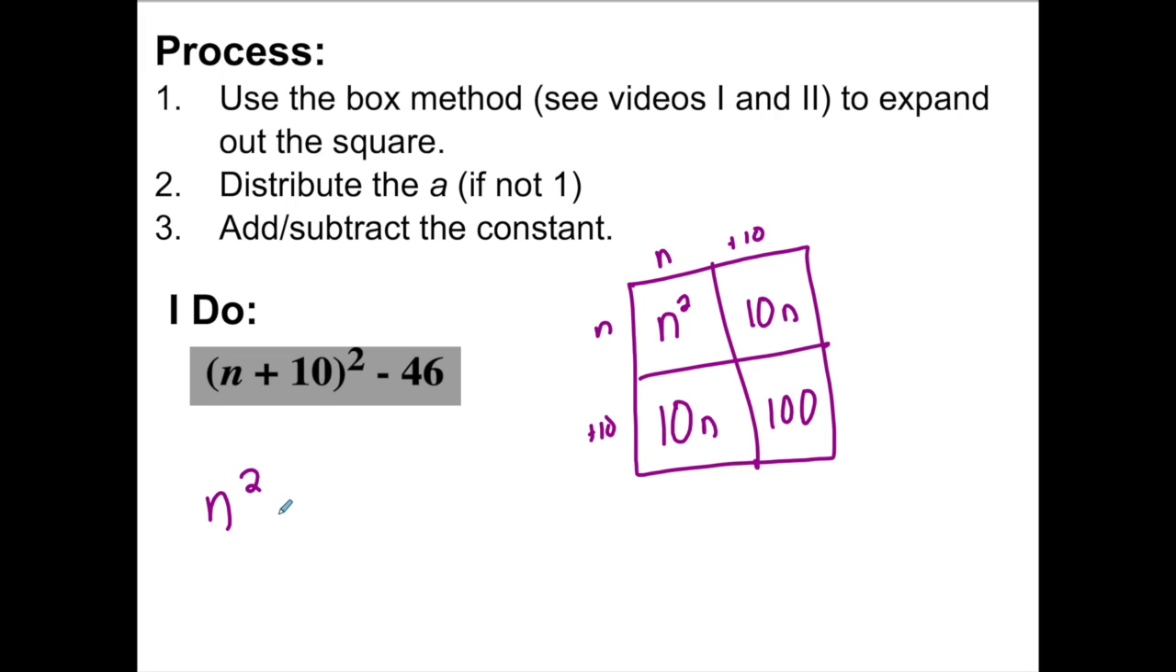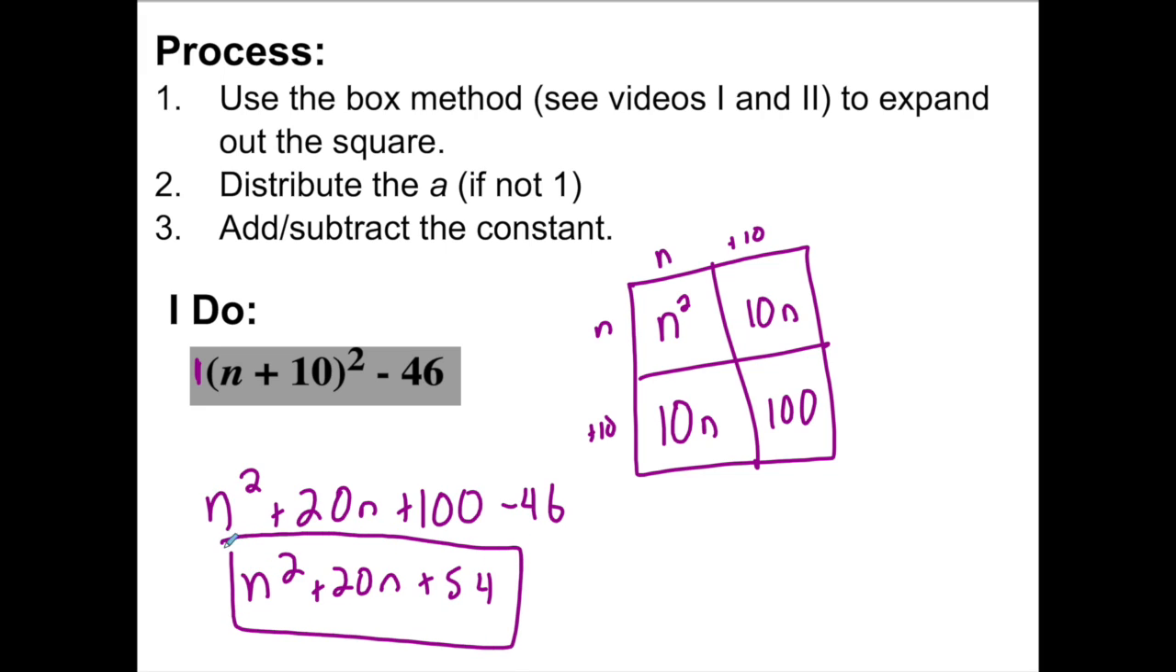So I have n squared plus 20n plus 100. I can keep it as is because there's nothing in front of here. It's a 1 essentially. So I just do the minus 46. And 100 minus 46 is 54. Okay. So please again make sure you understood what I did there. And then when you're ready, I'm going to go ahead and move on to the next problem.